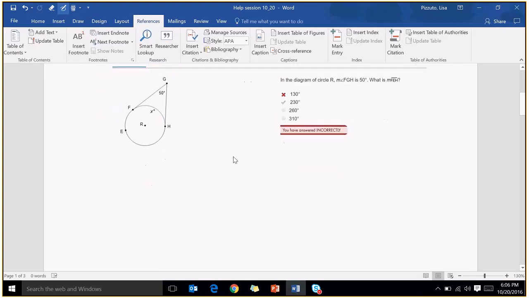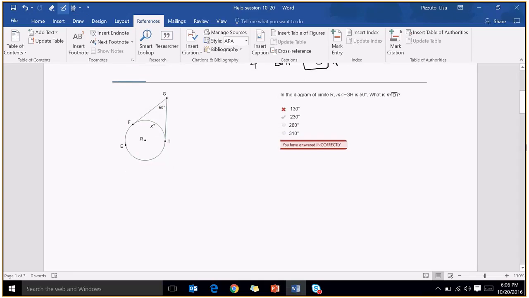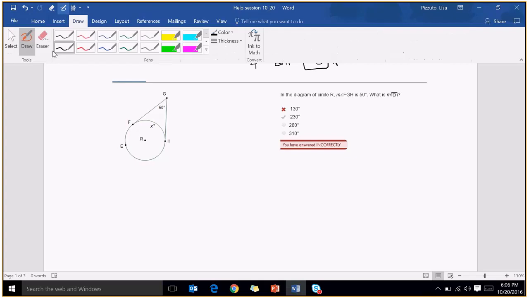All right, the next question has to do with finding the measurement of the arc FEH. I don't think I grabbed my pen. Okay, there we go. They want to know what is the measurement of that arc. They are telling you that the measurement of this angle is 50 degrees. So does that part of it make sense to you?